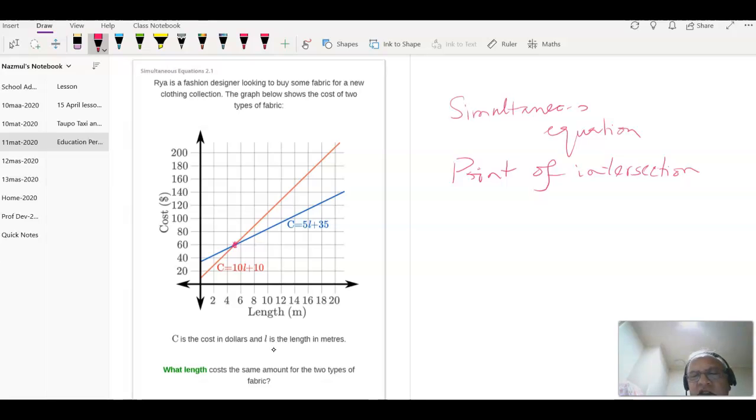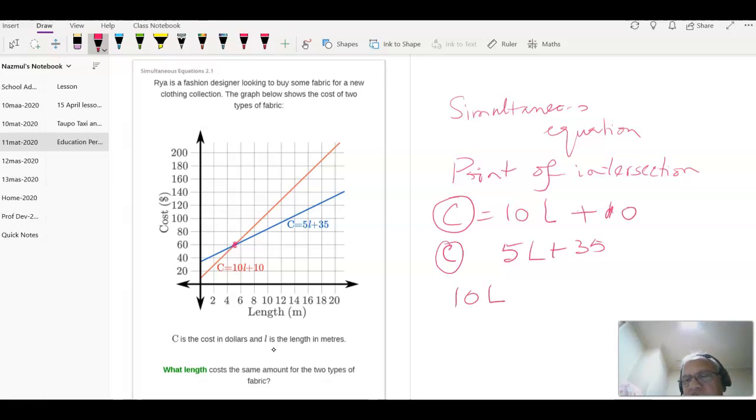Actually, you need both the equations. So one of the equations is C equals 10L plus 10, and the other equation is C equals 5L plus 35. So this is equal to that, isn't it? So 10L plus 10 should be equal to 5L plus 35. In this kind of situation, put this equal to that.